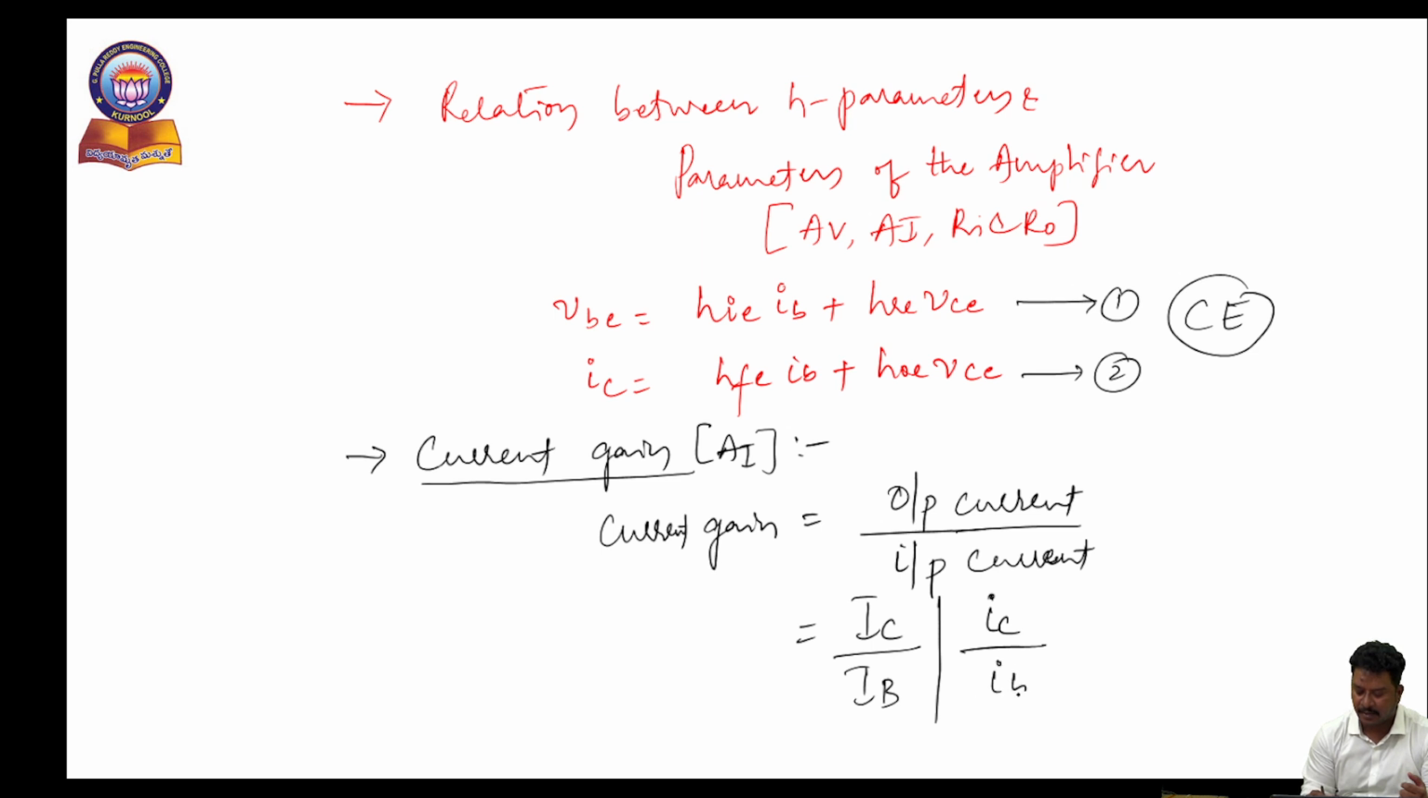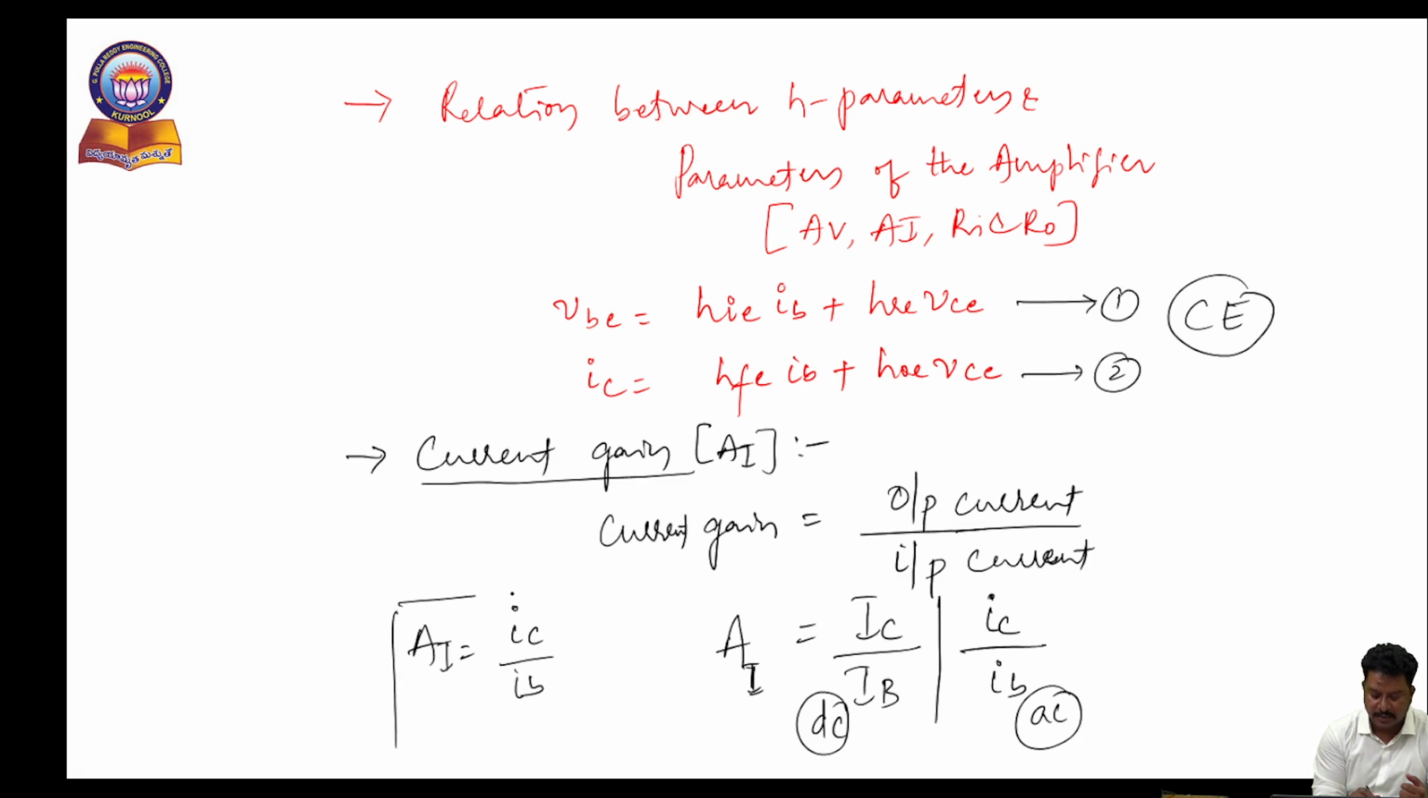With respect to the AC equivalent model, the output current is IC and the input current is Ib. The capital letters explain the DC values and the small letters explain the AC values. Gain is defined as A, and since we are using the current gain, the suffix is a capital letter I, AI. So finally AI is equal to Ic by Ib. This is the general formula of current gain, the ratio of output current by input current.